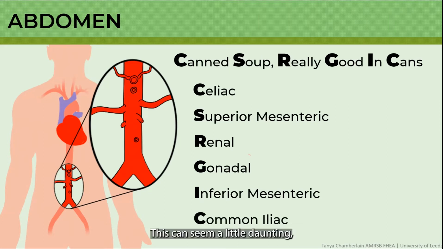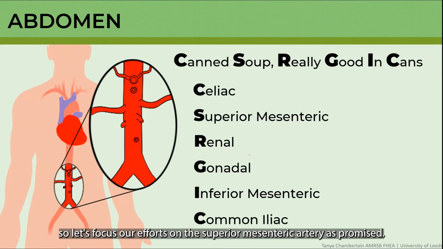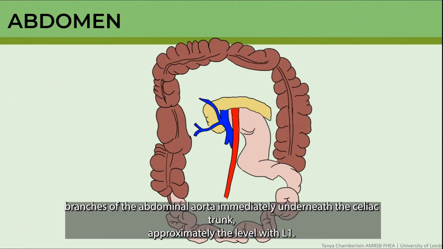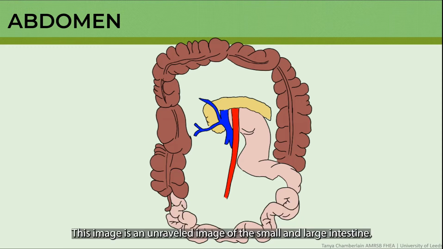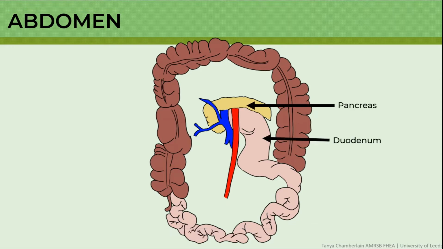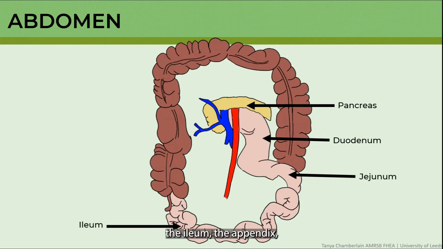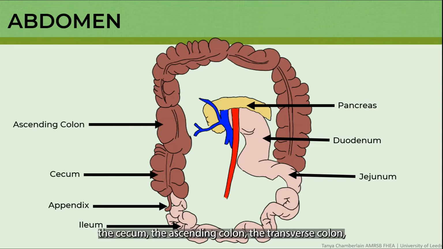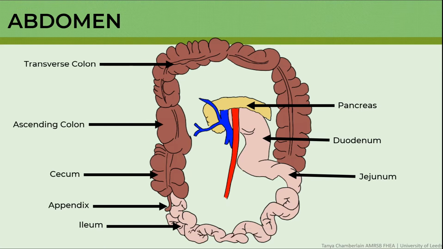This can seem a little daunting, so let's focus our efforts on the superior mesenteric artery as promised. The superior mesenteric artery branches off the abdominal aorta immediately underneath the celiac trunk, approximately level with L1. This image is an unravelled image of the small and large intestine, so let's add some labels so we can orient ourselves with the anatomy. We have the pancreas, the duodenum, the jejunum, the ileum, the appendix, the cecum, the ascending colon, the transverse colon, and finally the descending colon.